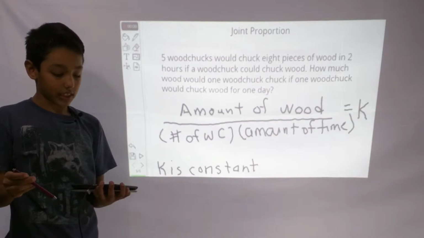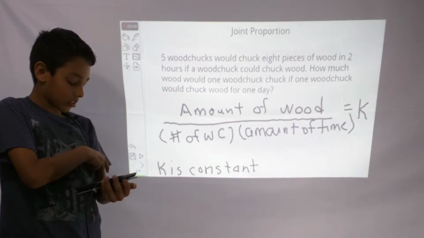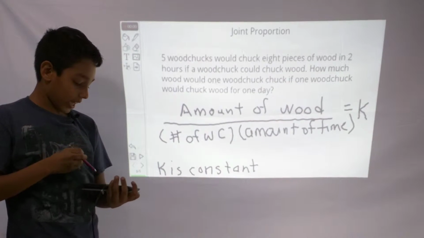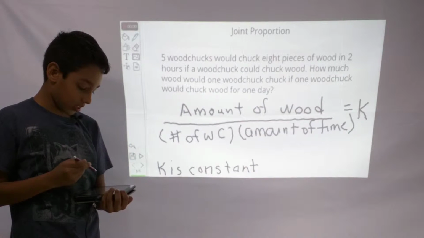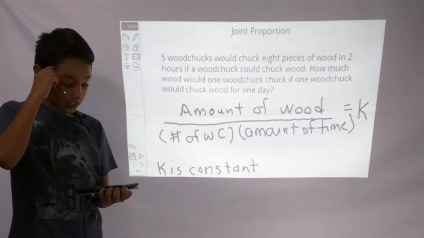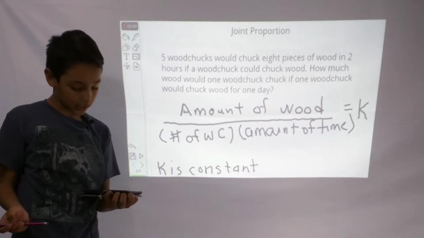So x over yz equals k. So in this case, x is the amount of wood, y is the number of woodchucks, or WC, we're going to use WC, times z, or the amount of time, equals k, some constant.